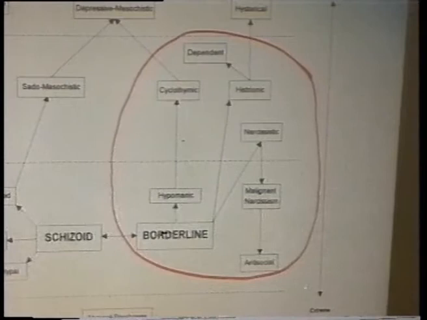So, according to Kernberg, then, both levels have borderline organization. But these people would have more problems in their attachment and intimate relationships. Whereas these people, the very essence of sexuality and intimacy has been invaded by aggression.